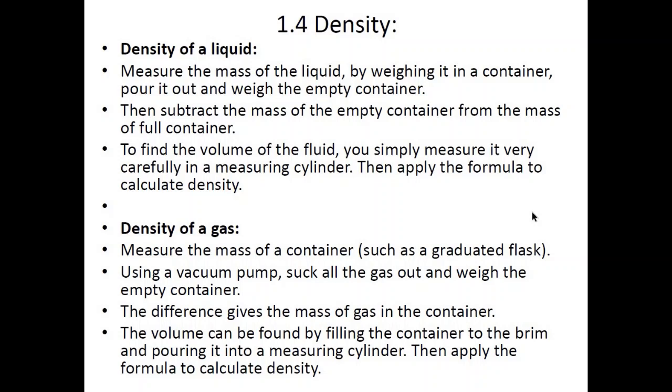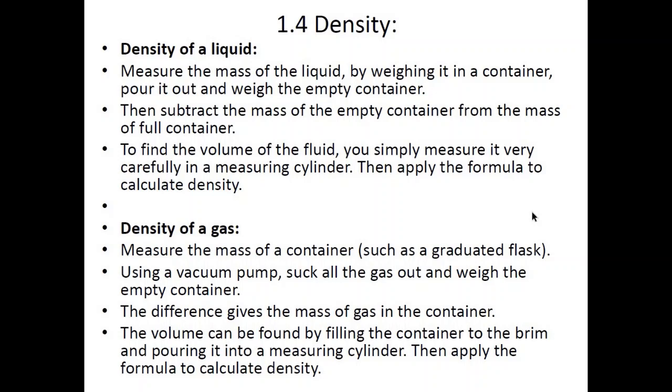Density of a liquid. Here is how to calculate the density of a liquid. Measure the mass of the liquid by weighing it in a container. Pour the liquid out and then weigh the empty container. Subtract the two values and you get the mass of the liquid that was in the container. That means mass of container plus liquid minus mass of empty container gives you the mass of the liquid. To find the volume of the liquid, simply fill it in a measuring cylinder and see how much volume is there, and then plug the values into the formula and calculate the density.